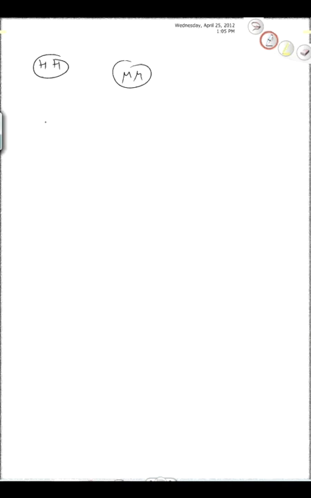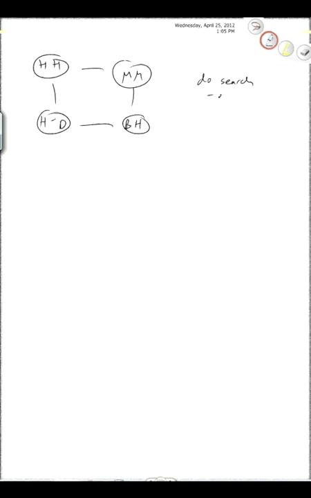So each wrestler is a node, and rivalries between wrestlers are edges. We want to divide the wrestlers into good guys and bad guys. The basic idea is to just do search.